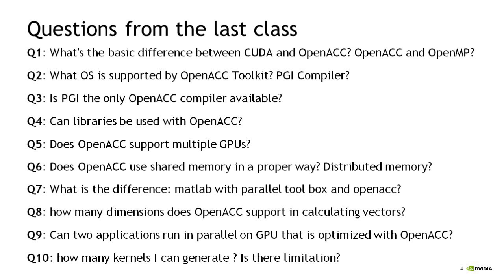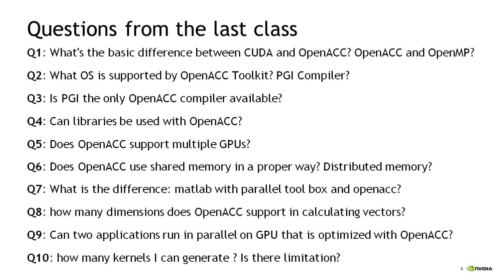Question 6. Does OpenACC use shared memory in a proper way? So the answer to this is it does use shared memory when it sees that it can do so. So for example, if you are doing a reduction, it will often do parts of the reduction in shared memory. There's also a few directives that you can use to give hints to put things in shared memory. One example of this is the cache directive.